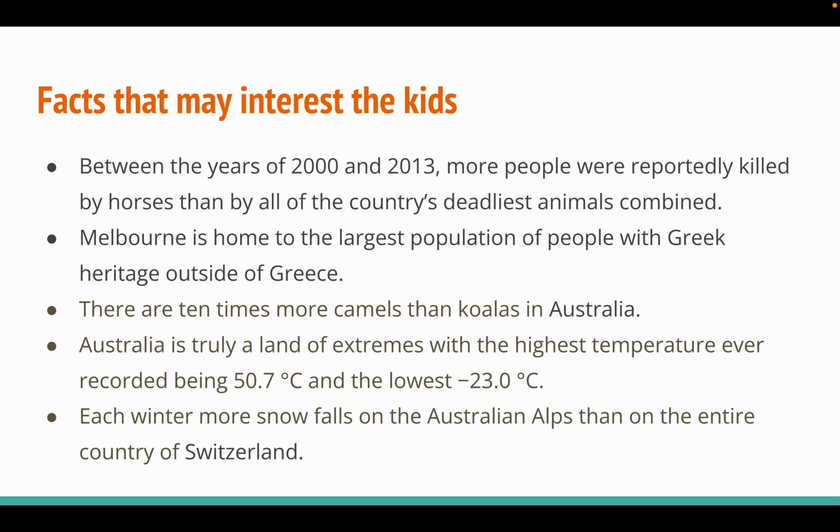Melbourne is home to the largest population of people with Greek heritage outside of Greece. There are 10 times more camels than koalas in Australia. Australia is truly a land of extremes, with the highest temperature ever recorded being 50 degrees and the lowest minus 23. And each winter more snow falls on the Australian Alps than in the entire country of Switzerland. So that's just some fun facts that you can show off with.